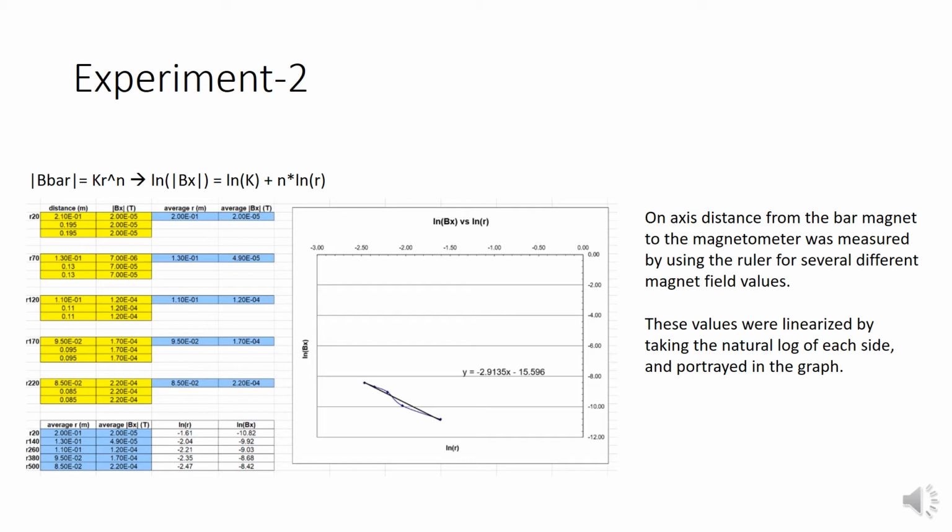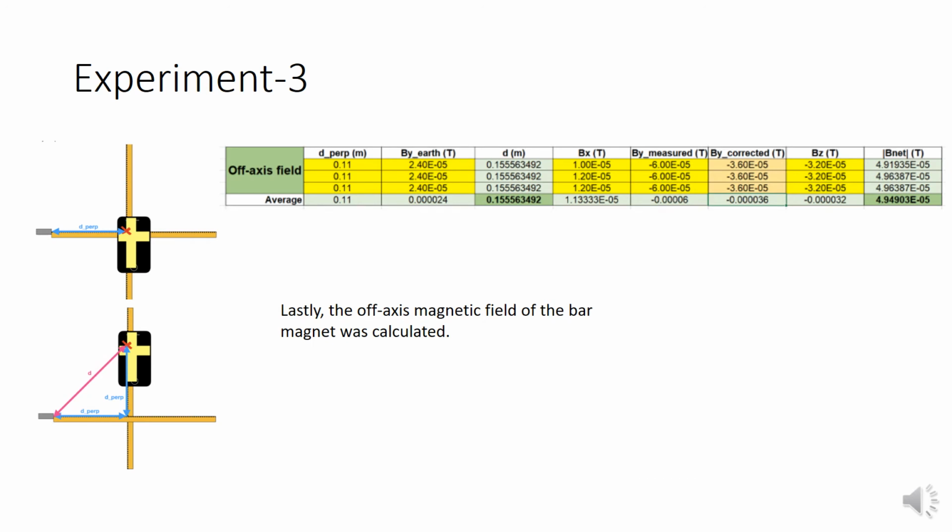On the axis, the distance from the bar magnet to the magnetometer was measured using the ruler for several different magnetic field values. These values in Excel were linearized by taking the natural log of each side and portrayed in the graph, which is shown at the right end of the Excel file. Lastly, the off-axis magnetic field of the bar magnet was calculated.